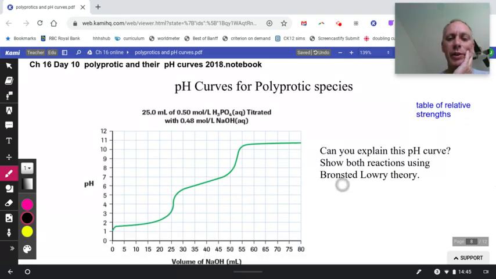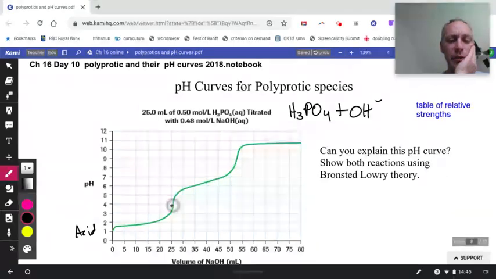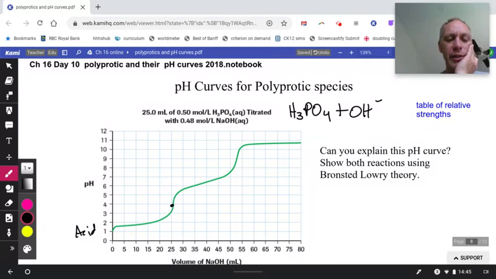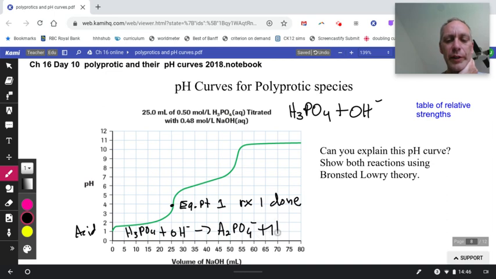This is H3PO4, a triprotic acid with a strong base. Okay, so we're starting with the acid down here and we're adding the base. If you have to predict the equivalence point, you pick the steepest part of the inflection or the curve right in the middle. That's equivalence point 1. So at that point, reaction 1 is done. What is reaction 1? H3PO4 plus OH minus makes H2PO4 minus and water.